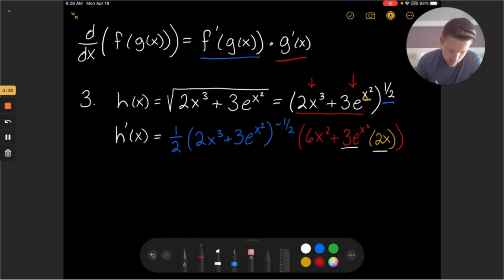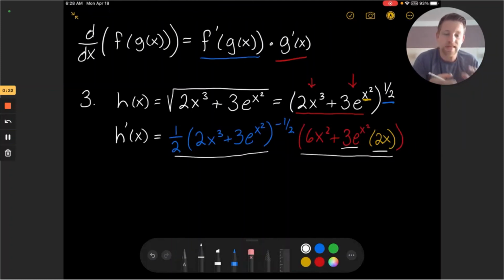So we started with an outer derivative, multiplied it by an inner derivative that had a chain rule inside of that inner derivative.